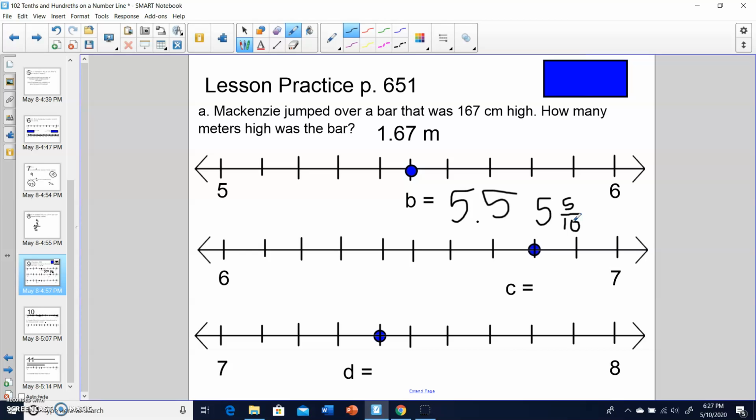What number is that dot pointing to? Okay, again, I'm counting by tenths, so I'm between 6 and 7. So 6 and how many tenths? So 1, 2, 3, 4, 5, 6, 7, 8. So 6 and 8/10, either as a decimal or a fraction. Okay, and D, I'm between 7 and 8. Still counting by tenths. 1, 2, 3, 4/10.